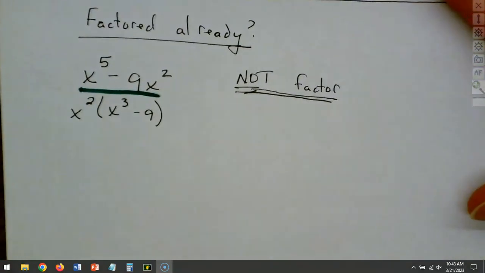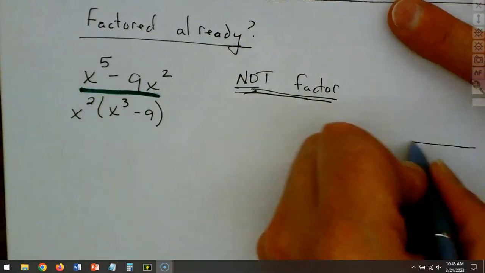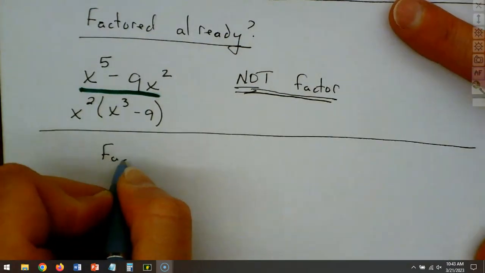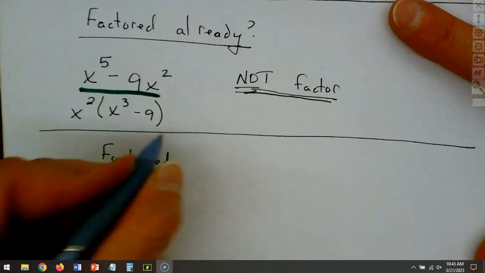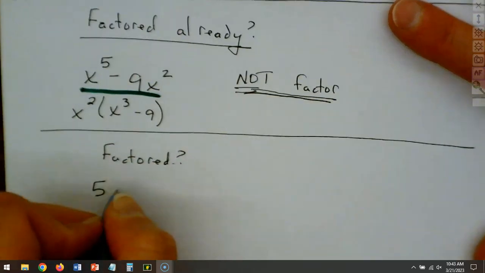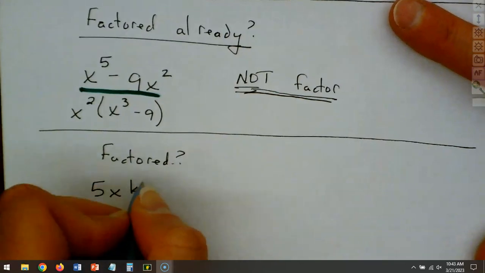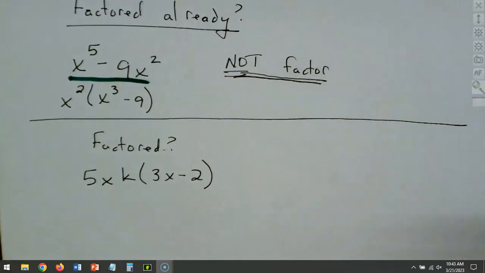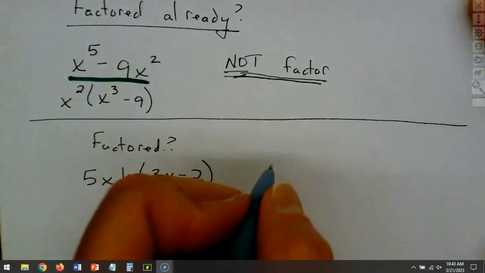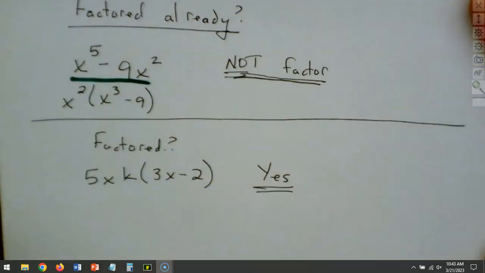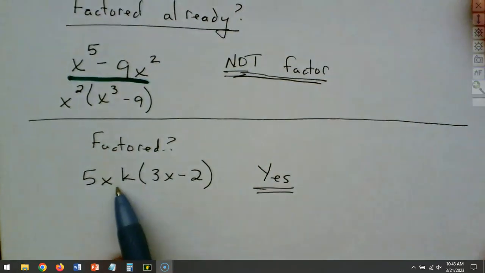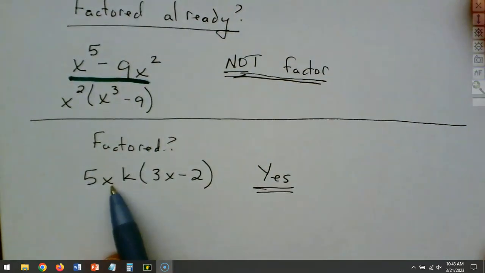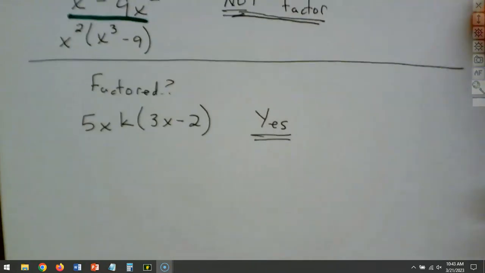What about this one? Has this one already been factored? Yes or no? Yes, this one has been factored. Why has this one been factored? Because somebody already took out that 5x. Right? So that means they already did it. So this one has already been factored.